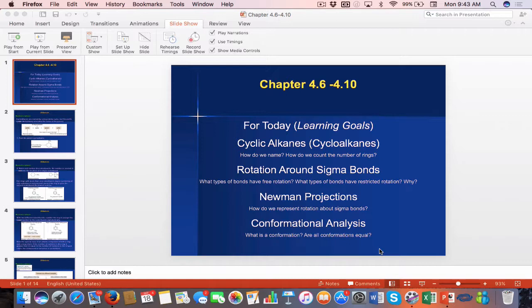What's attached to the back carbon? I've got a methyl group. What else? An ethyl group and a hydrogen. So on the front carbon, I've got 2 hydrogens and a methyl. Which of those 3 is the large group? The methyl. On the back carbon, I've got an ethyl, a methyl, and a hydrogen. Which one of those is the large group? Ethyl. So I've got ethyl large and I've got methyl large, and they're going to want to be 180 degrees to one another in the most stable conformation.